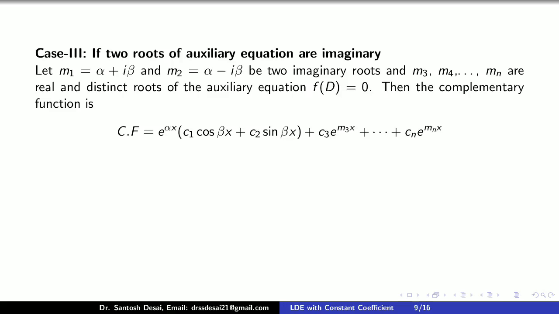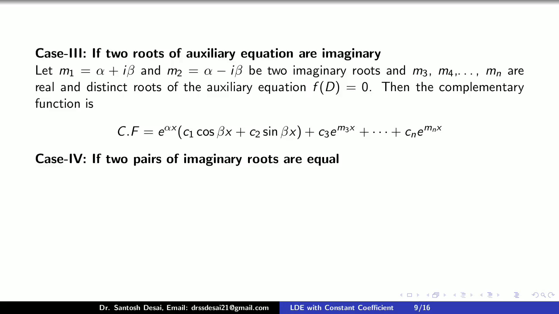So the CF can be written as, first you write e raised to the real part of that complex number. So e raised to alpha x into (C1 cos beta x plus C2 sin beta x), and plus, again by rule 1, C3 e raised to m3x plus and so on Cn e raised to mnx. So this is the rule when two roots of the auxiliary equation are complex or imaginary.